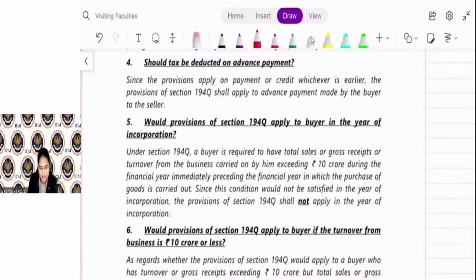If it is the first year of your business, then 194Q is not applicable. Why? Because in last year there is no business. Okay.